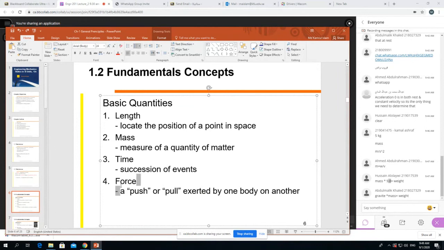This force will have different names, and I will teach you. Sometimes we will say concentrated load, concentrated force. Sometimes inclined force. Sometimes distributed force. Sometimes compressive force, sometimes tensile force. There will be different names for the force depending on the application, depending on the situation. But in general, force is always two types. Only push or pull.